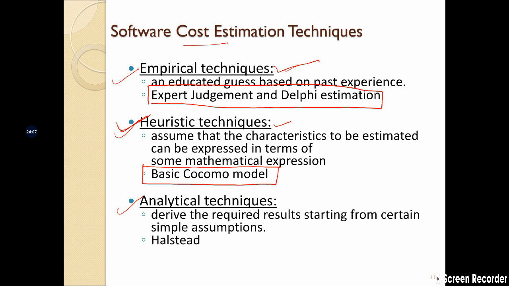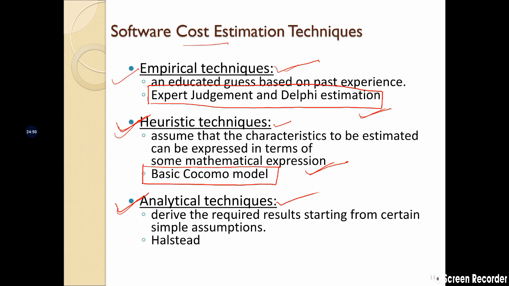And the third one is an analytical technique, in which you find out the cost by simple assumptions. Now this is not very commonly used. Most of the time we use these two, empirical and heuristic techniques, to find out the cost. But analytical techniques are used when you have certain assumptions. Assumptions could be anything, for example, you can say that a function which accepts 3 parameters will take 2 days to implement. So something like, you assume that, okay, a function, how can you say that a function is complex?